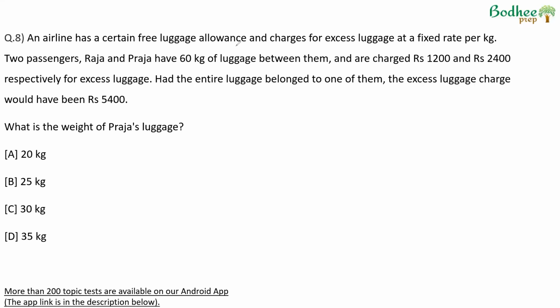An airline has a certain free luggage allowance and charges for excess luggage at a fixed rate per kg. Two passengers, Raja and Praja, have 60 kgs of luggage between them. They are charged 1200. So if I talk of Raja, there will be some free luggage plus some luggage which will be charged. Suppose it is C. For Praja, again the amount of free luggage will be there. Raja is charged 1200, Praja is charged 2400. So we can say that the charged luggage with Praja is double that of Raja. So he will have 2C as the excess luggage.